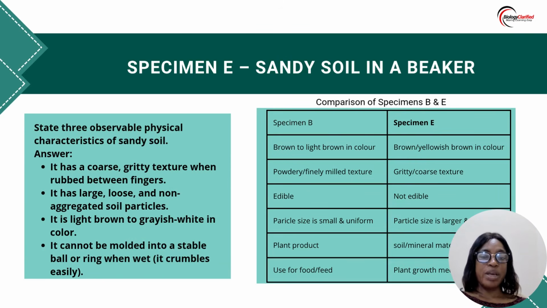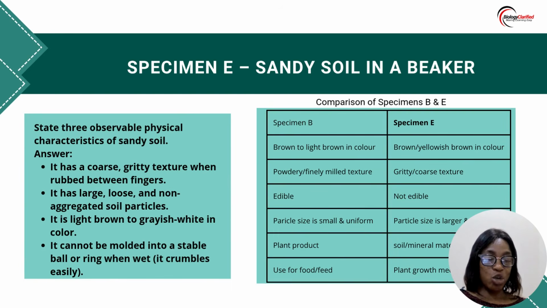So you could also be asked to state three observable physical characteristics of sandy soil. Okay, it has a coarse, gritty texture when rubbed between fingers. I have different perspectives of questions and responses that are similar, so I would say you should go for this one. It has a coarse, gritty texture when rubbed between fingers. You can go there and touch the granite sandy soil.